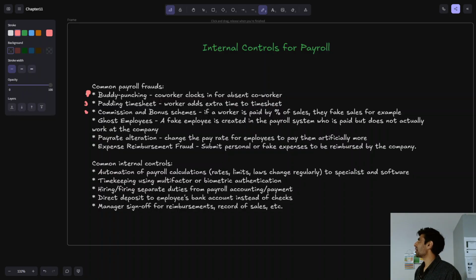Yes, there's certain businesses where this is a much bigger issue. Okay. So, ghost employees. This is one where someone in the accounting department can be scheming. Okay. So you can create a fake employee, or list your buddy that doesn't actually work there, use their social security number, add them to the payroll system, and they're going to get paid, right?